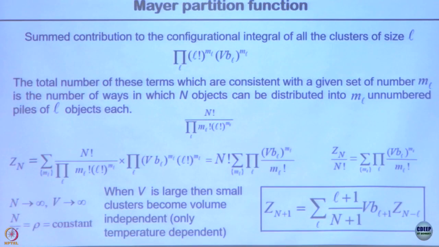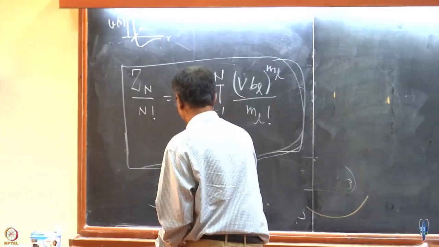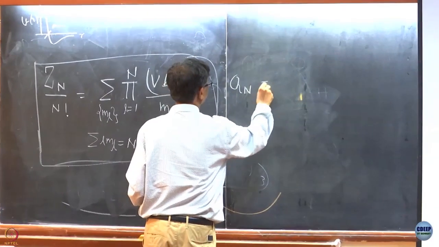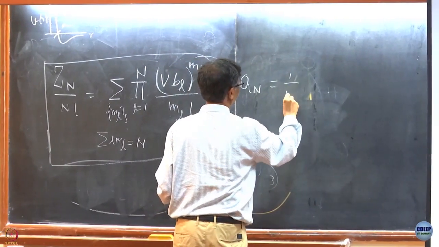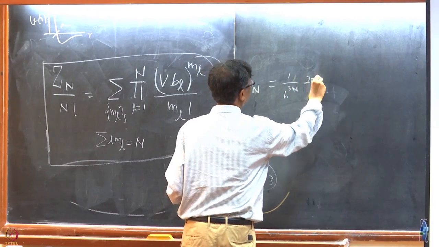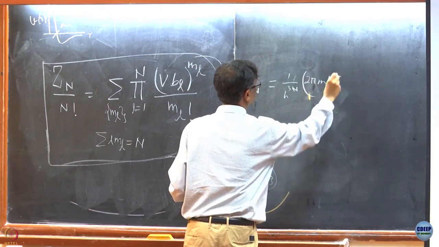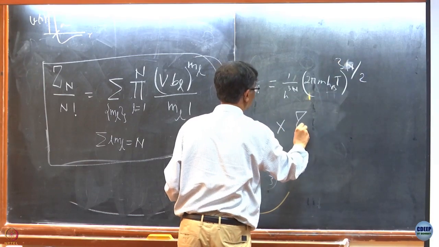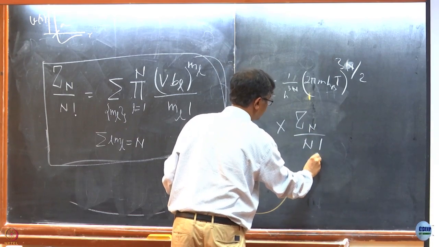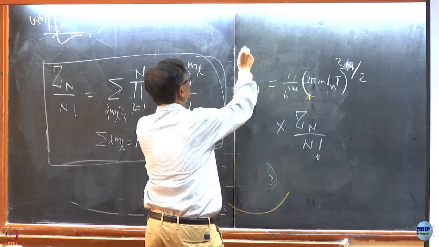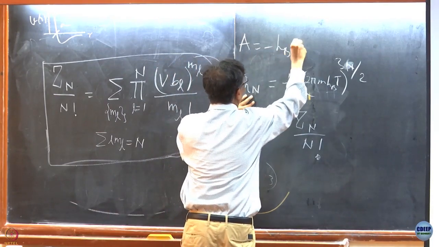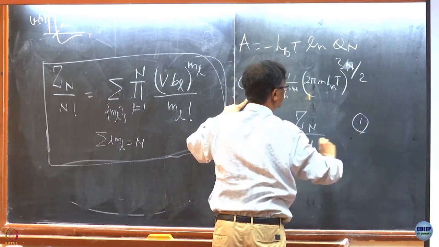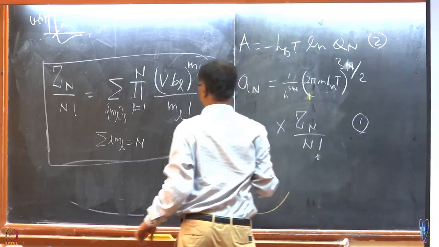Once we know Z_N, then I know the canonical partition function. The canonical partition function Q_N is 1 over h to the power 3N times (2 pi m k_B T) to the power 3N by 2 into Z_N. This is the full canonical partition function, and the free energy is equal to minus k_B T ln Q_N. So this is equation number 1, this could be equation number 2, and this is equation number 3.